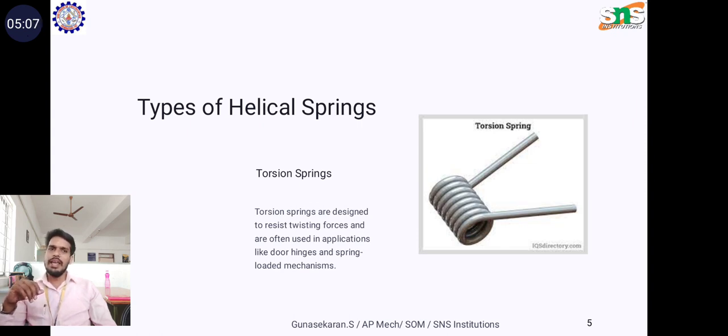Here the structure: the spring has tightly wound coils, usually with legs or ends that attach to other components, when torque is applied to the ends. Applications are also in garage doors, clocks and watches, and automotive.